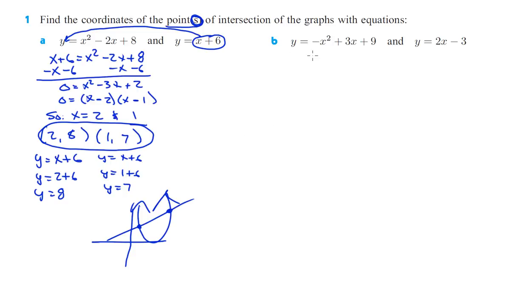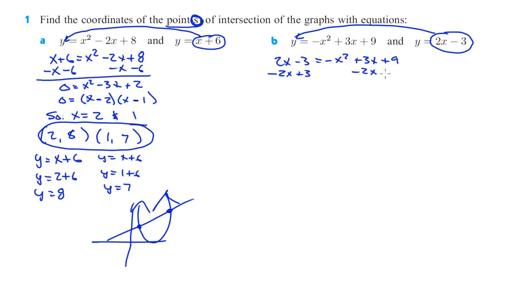Okay, B. We're going to do the same thing. This 2x minus 3, I'm going to plug that in for this y right here. So we got 2x minus 3 equals negative x squared plus 3x plus 9. Now, we can either move both of these over to the right-hand side, or since the x squared is negative, we could move everything to the left-hand side. It really doesn't matter. I'm just going to stick with what we've done before. So I'm going to subtract 2x and add 3. And we get 0 equals negative x squared plus x plus 12.